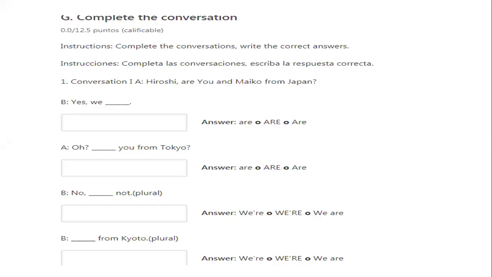En este caso, está full, no tiene contracción, sino que está acá en el we're. Aprendimos que podríamos contractar we aren't o we're not, y en ambos casos es lo mismo. Are you from Kyoto? Cuando dice plural, again, it's about we. Entonces, we're from Kyoto, plural.